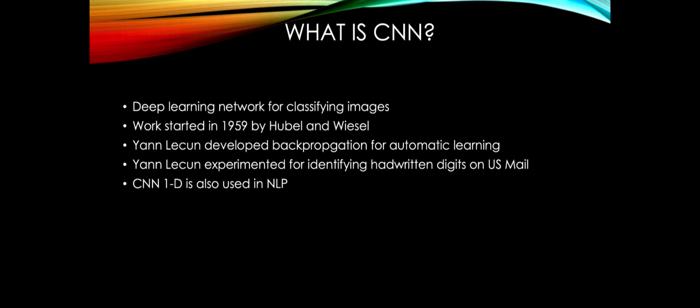Around 1989, Yann LeCun developed a backpropagation technique, which allowed machines to learn automatically based on the image characteristics. And don't worry if you are getting bogged down by terms like backpropagation. We will learn about that in the deep learning section. Then Yann LeCun successfully experimented with a CNN for identifying the handwritten digits on US mail, where usually people write the address and the zip code in handwritten digits.